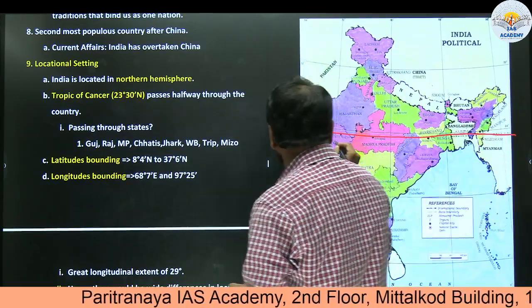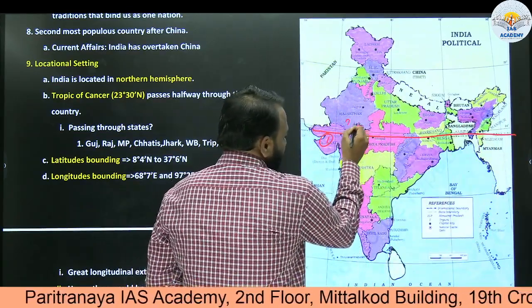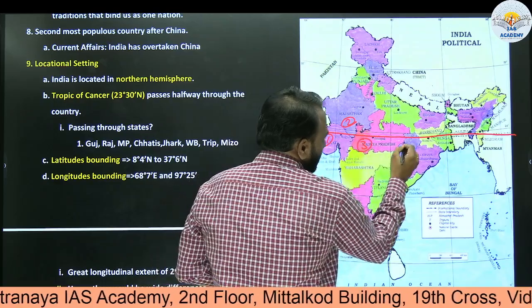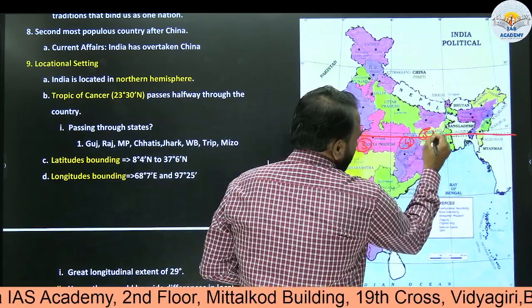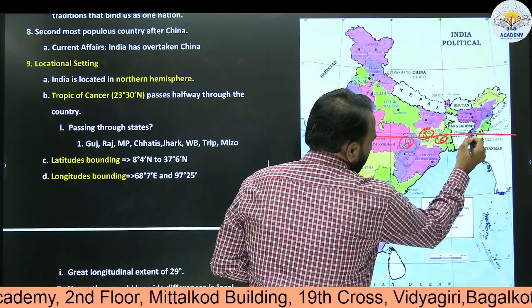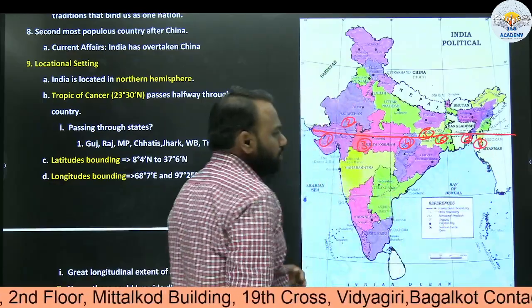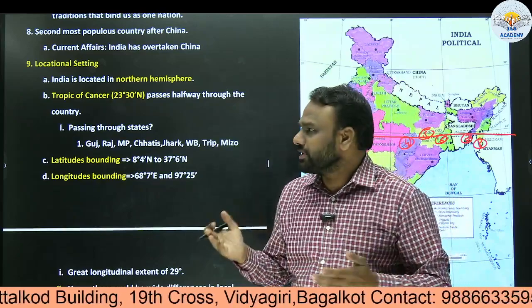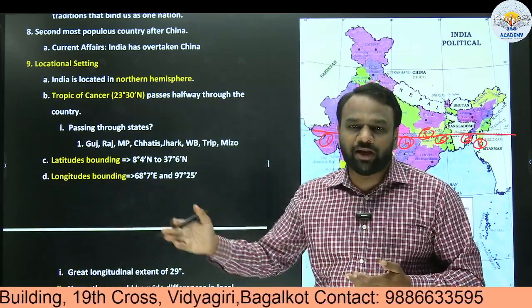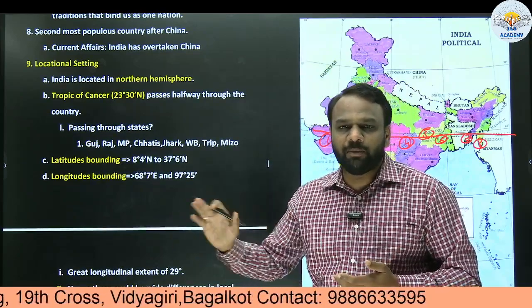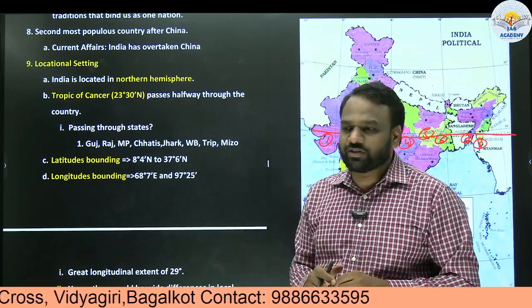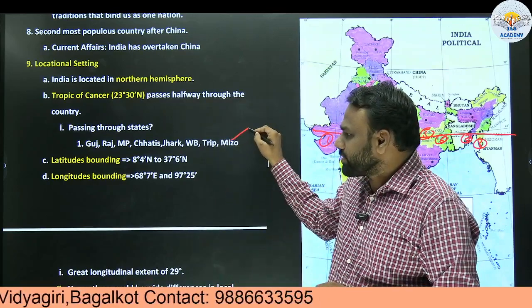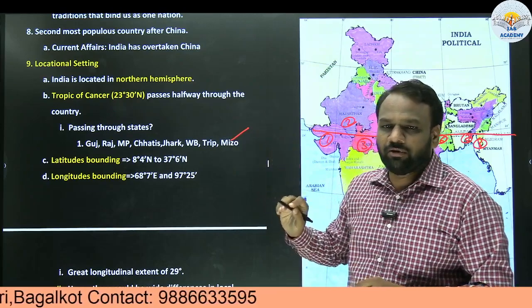So which are the states? Gujarat, Rajasthan, Madhya Pradesh, next Chhattisgarh, Jharkhand, West Bengal, Tripura, and Mizoram. Through 8 states of India, Tropic of Cancer passes. In examination, they may pose a question like, through which of the following states does the Tropic of Cancer pass? In order to answer such questions, we need to have this extra information and we need to retain it.